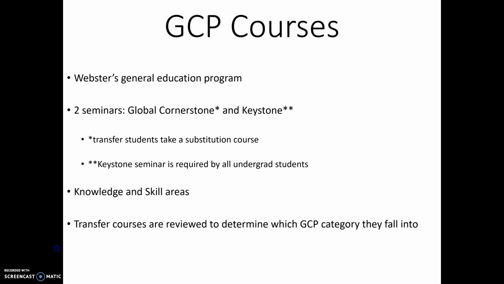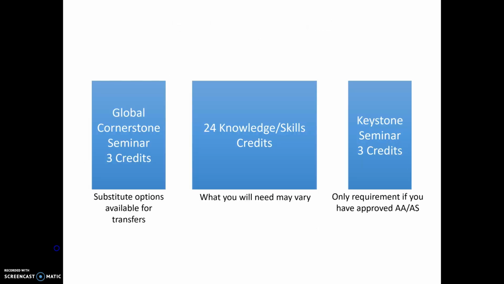Transfer students may have the option to take a substitution course for that Global Cornerstone Seminar. However, all students that graduate from Webster with a bachelor degree are required to complete a Keystone Seminar. You'll also take courses over 6 different knowledge and 5 different skill areas we'll look at together in a moment. And advisors will have had the opportunity to look at your transfer courses before we meet to determine in which of these categories they fall.